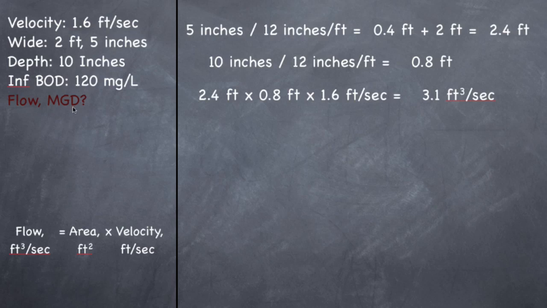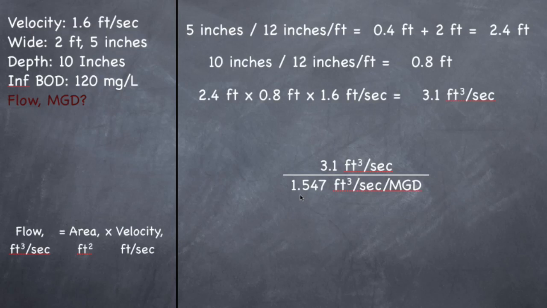Now here's the tricky part that people get confused at, is they want it in MGD. Well, how the hell do I get it in MGD? What you need to do is you need to look on your cheat sheet where it says 1 million gallons equals 694 gallons per minute equals 1.547 cubic feet per second. And that should raise a red flag. That's what we need. So we need to go ahead and divide 3.1 cubic feet per second divided by 1.547 cubic feet per second per MGD.